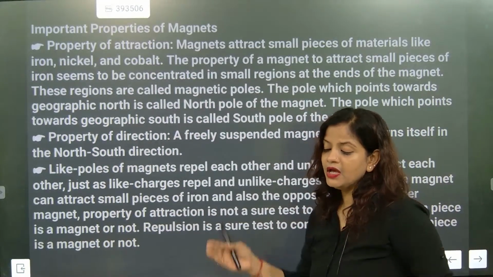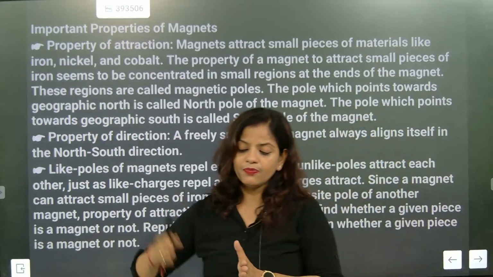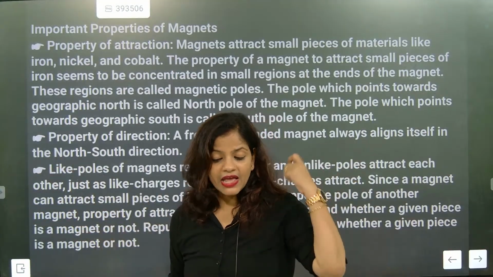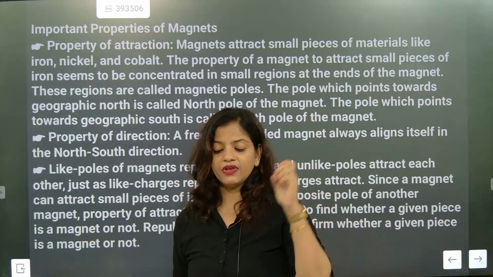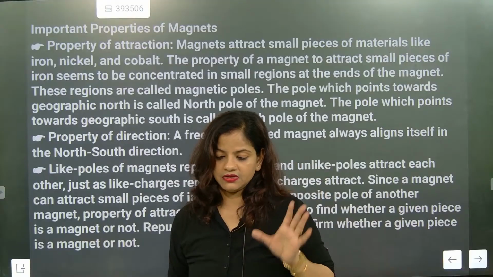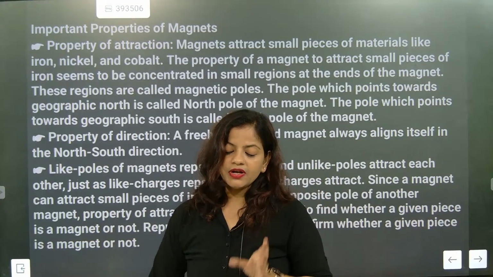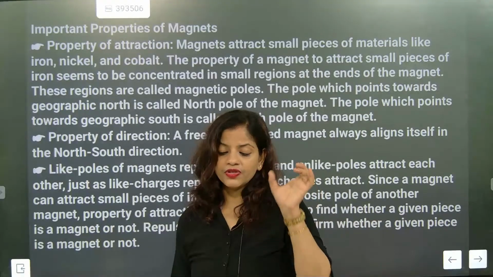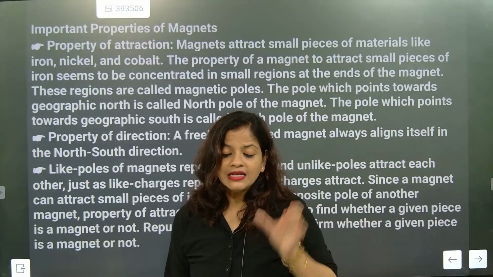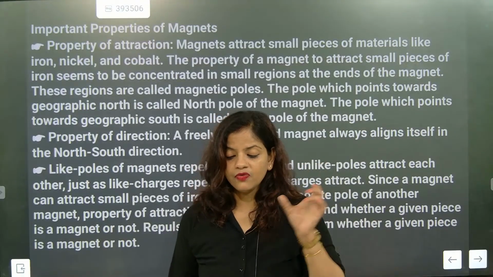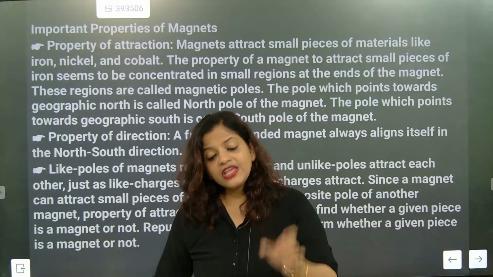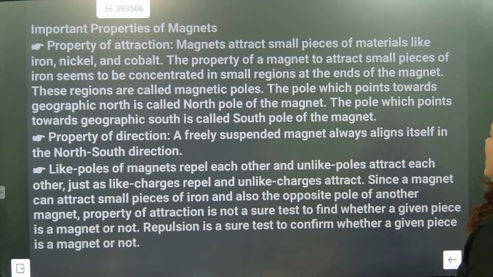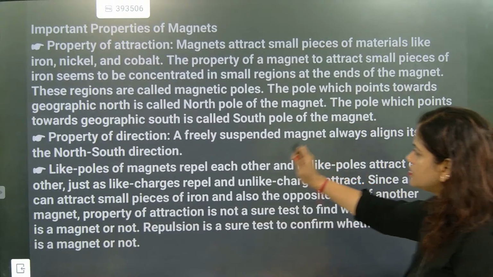How can it be? If you keep on cutting a magnet, that many small magnets will be there, and every single magnet will have a north and south direction. That's why it is called a dipole, meaning two poles. One will be the north pole and the second will be the south pole. So north pole and south pole exist in every magnet. Now a freely suspended magnet always aligns itself in the north-south direction.